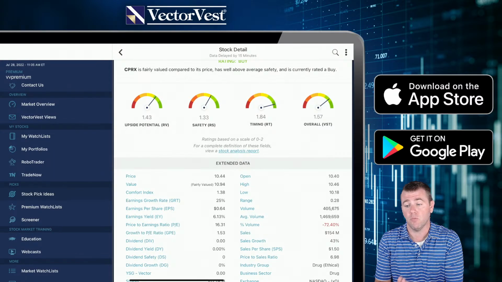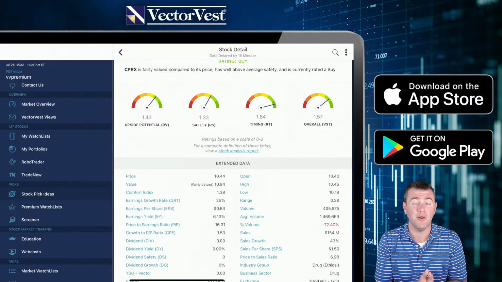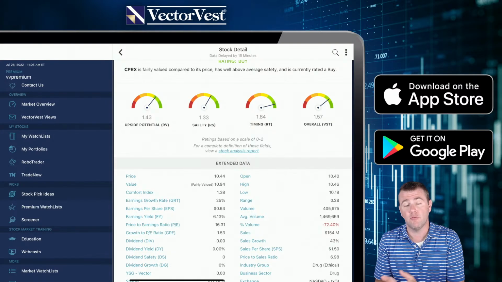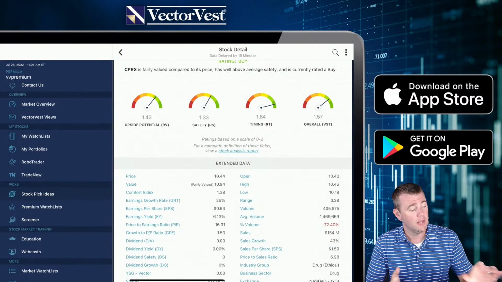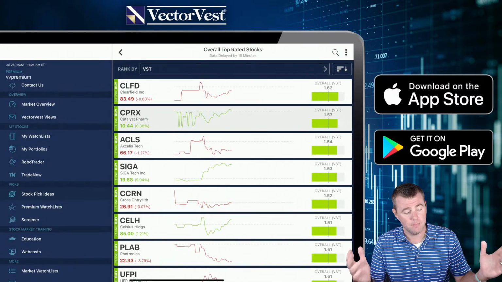This is now, if you're wanting to get into a stock based off the market timing, based off what we're seeing here, this would be a good time to be getting into it. So all of that, matter of minutes.